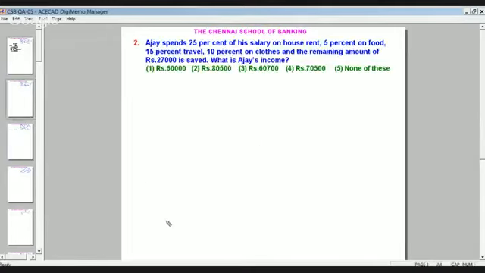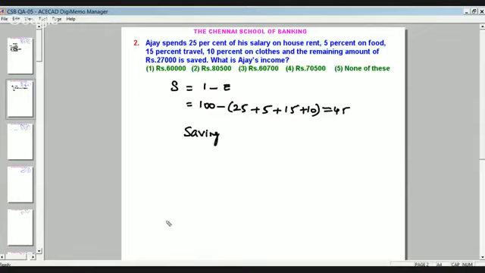Next, question number 2. First, saving equals income minus expenditure. So income 100, expenditure: 20% house rent, 5% food, 15% travel, 10% cloth. Total it: 25 and 5 plus 15 and 10, so remaining 45. The savings is 45% only.